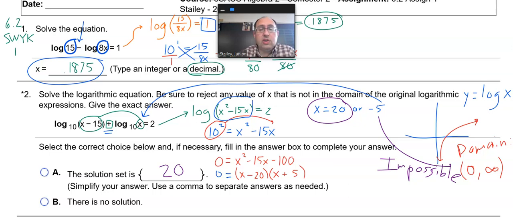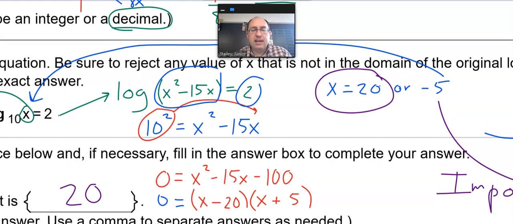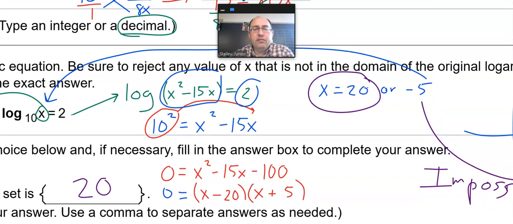So, change it to its exponential form. The base, obviously it's 10 because you don't see one written there. The exponent's on the other side, it's a 2. Everybody knows 10 squared is 100. And of course it equals the argument x squared minus 15x. It's a quadratic. How do we solve quadratics that have a linear term in them? Of course we have to put them equal to 0.